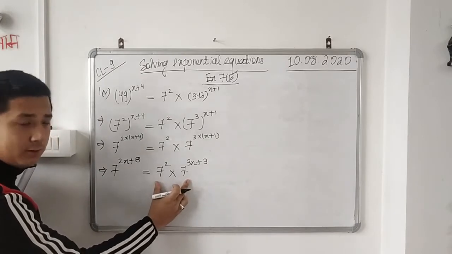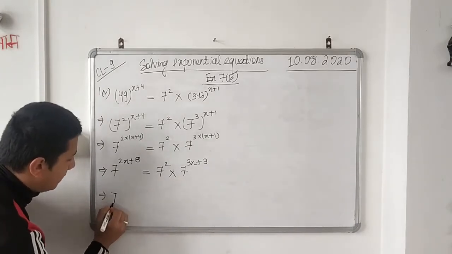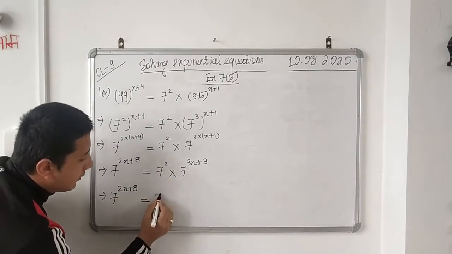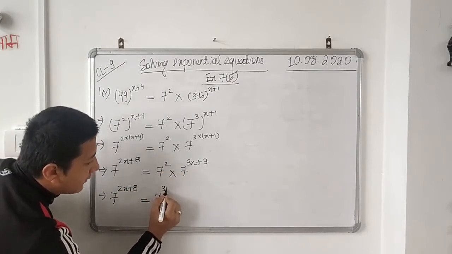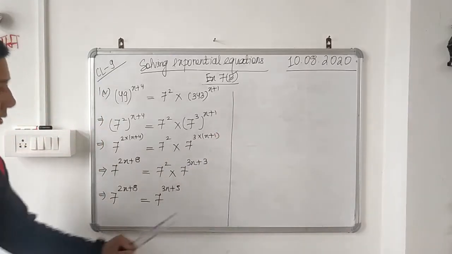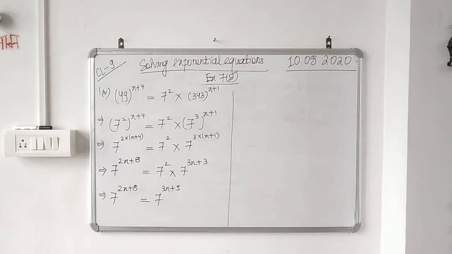We can use the product law. So therefore, 7 to the power 2x plus 8 equals 7 to the power 3x plus 5. And now you know what to do. Please write down, as the bases are same, the powers are also same. Pause the video, note it down.